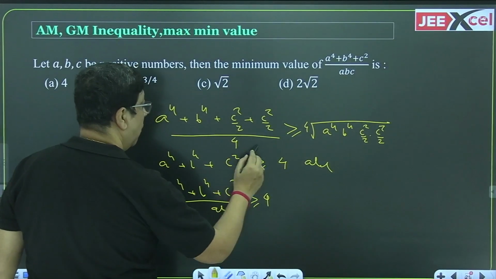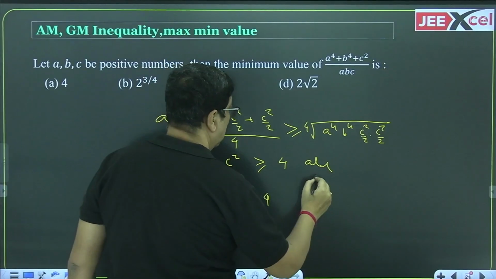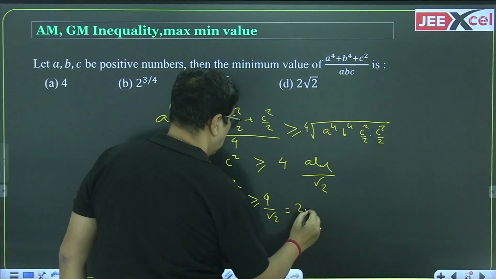4 नहीं, यहाँ पे तो 4 होगा. Sorry, ये क्या होगा यहाँ पे? यहाँ पे 4th root. So यहाँ पे होगा root 2. So 4 by root 2, that is 2 root 2.